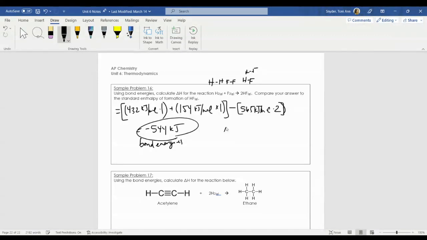But it's asking us to compare this to the enthalpy of formation. And if we look, the enthalpy of formation is negative 545 kilojoules. That's pretty darn close. So in this case, we're at a pretty good approximation using bond energies. Remember, College Board loves to use the heat of formations more than bond energies, but you will have to know how to do bond energies as well. And remember, it's always reactants minus products. That's one reason that students can sometimes get confused.